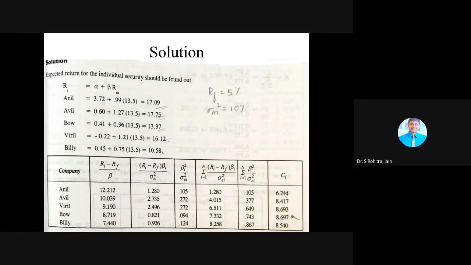See, in this, 6.244 is highest, no. 8.417 is highest, no. 8.693 is highest, no. 8.697 is highest, yes. So this value will be taken. Or very simply, the moment you get a value which is lesser than this, I'll be taking till here as the cutoff point. It is marked as C star in the problem.